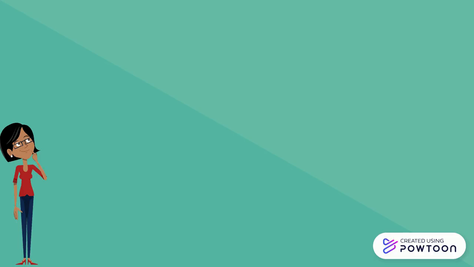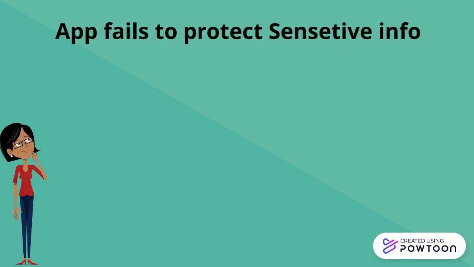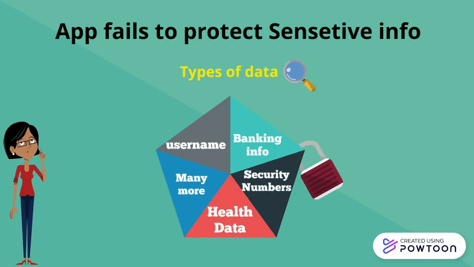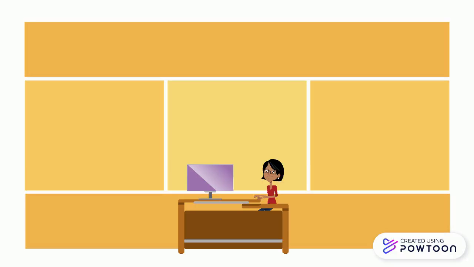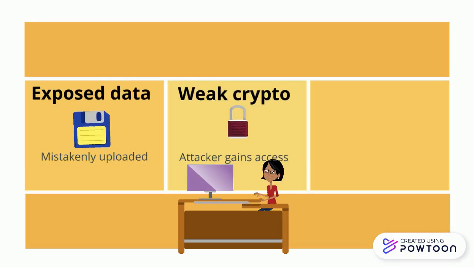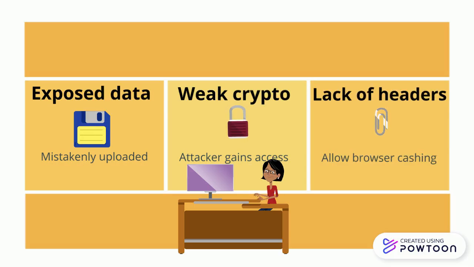So, sensitive data exposure happens when a web application fails to protect a user's sensitive information. The data can vary from usernames to private health data, security numbers, and many more pieces of sensitive information. A few examples would be exposed data that someone may have mistakenly uploaded somewhere, weak crypto, meaning an attacker would be able to read the data if they successfully compromise the target, and the lack of headers that prevent browser caching.